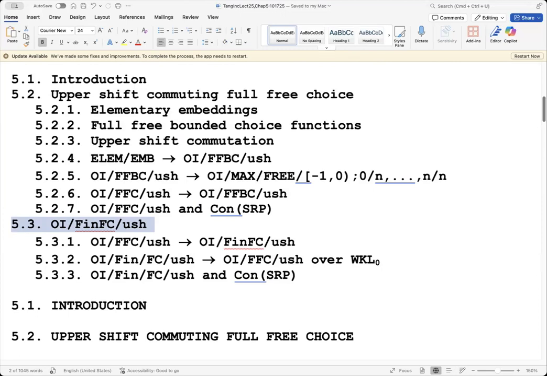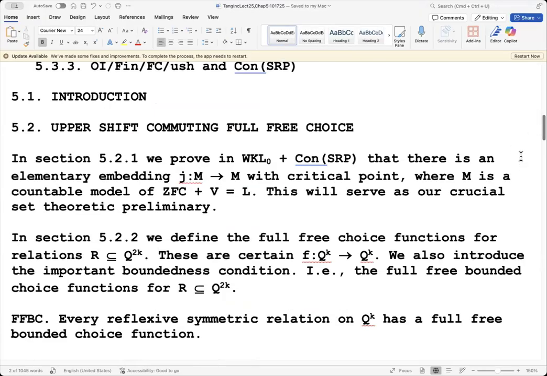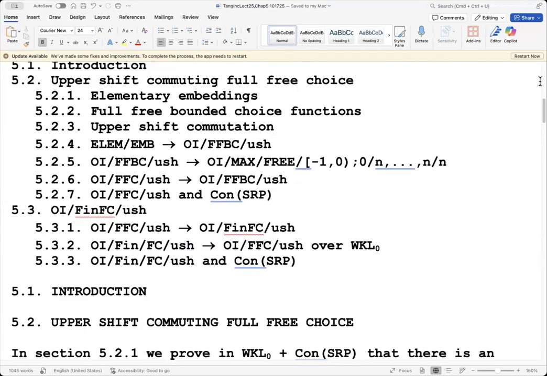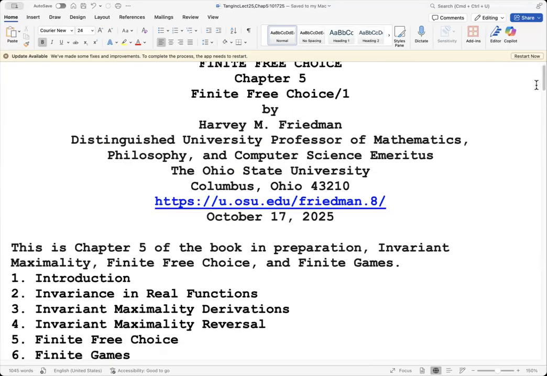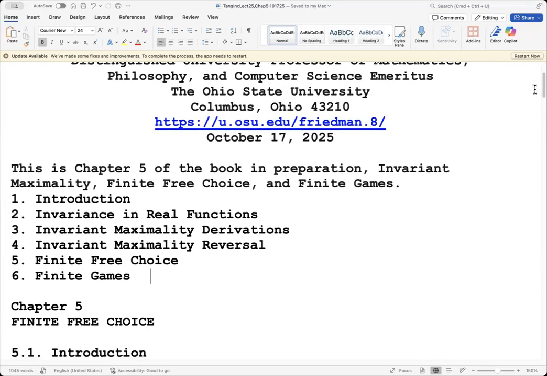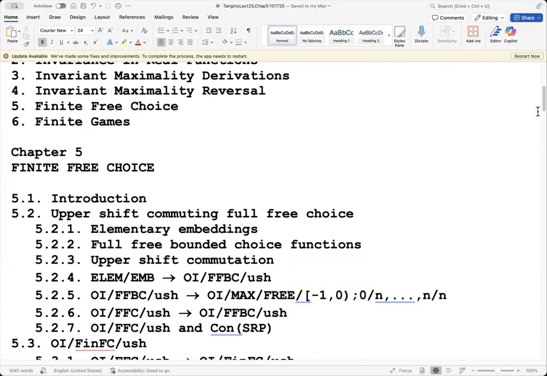Actually, I keep changing the titles here. Just a second. Why is this frozen on me? Oh, I called it finite free choice. Yeah, that's okay. I want to make sure the word free is in there.